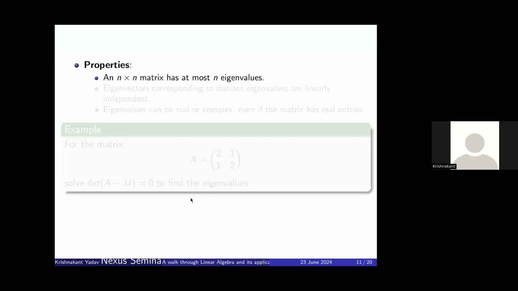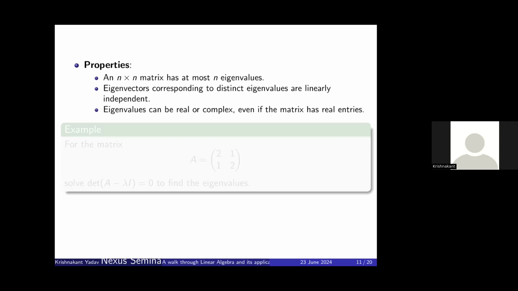So what are the properties? One of the most important is that if we consider the matrix to be of order n by n, then at most there can be n eigenvalues, meaning that it will not exceed the order of the matrix. The next one is that eigenvectors corresponding to distinct eigenvalues are linearly independent. Linear independence can be described as the relationship between the vectors in a vector space.